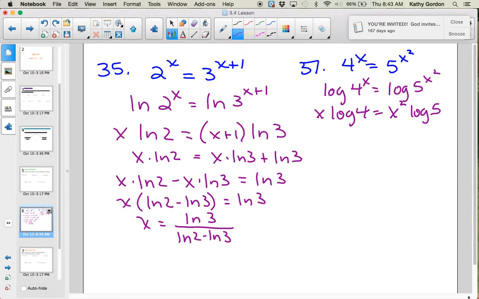In order to get x isolated, I have to first get them on the same side of the equation. Now I'm going to choose to subtract this one over here this time because I want to keep my x squared positive. So we're going to say 0 equals x squared times the log of 5, and we're going to subtract from that x times the log of 4.